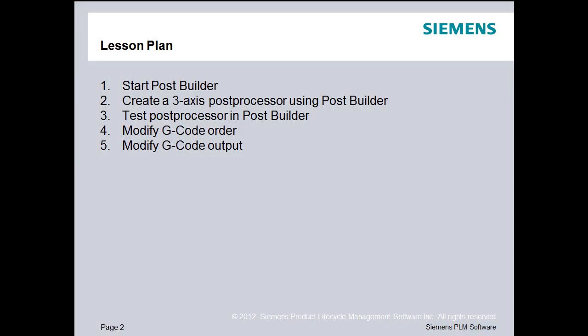So in our lesson plan, we will start Postbuilder, create a 3-axis post processor using Postbuilder. We will test that post processor. Then we will make a modification to the order of the G-codes and make a modification to the G-code output.